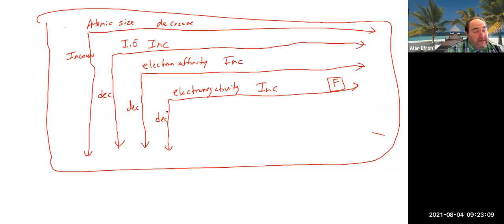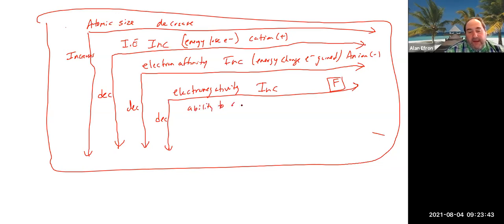So again, ionization energy is the energy associated with losing an electron. And that's basically what we associate with the formation of a cation, which is our positively charged side. Electron affinity is the energy change when an electron is gained. And that's really the formation of an anion, which is negatively charged. Electronegativity, again, is the ability to attract an electron towards itself.